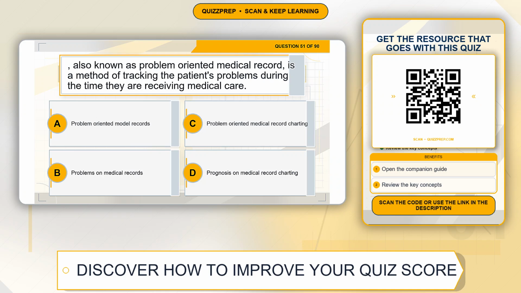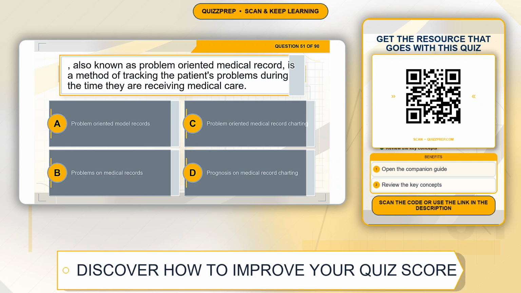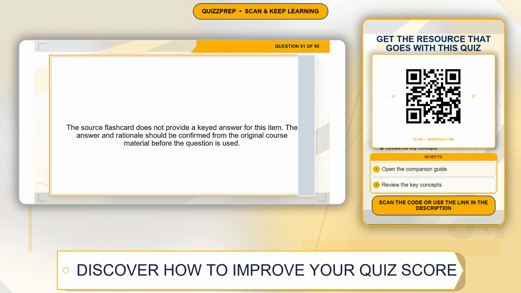Question 51. Also known as problem-oriented medical record, is a method of tracking the patient's problems during the time they are receiving medical care. Option A, problem-oriented model records. Option B, problems on medical records. Option C, problem-oriented medical record charting. Option D, prognosis on medical record charting. The correct answer is not shown. Explanation. The source flashcard does not provide a keyed answer for this item. The answer and rationale should be confirmed from the original course material before the question is used.